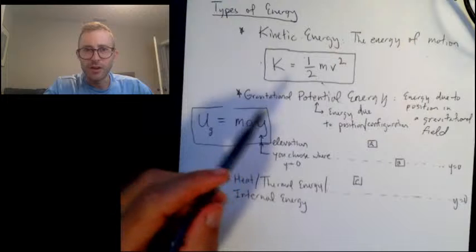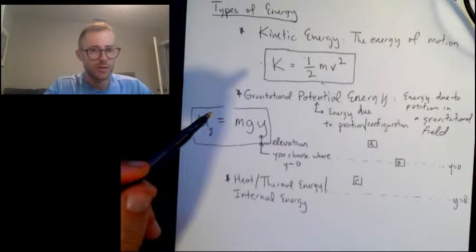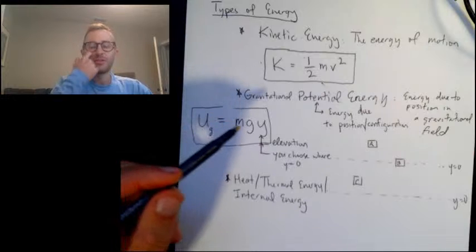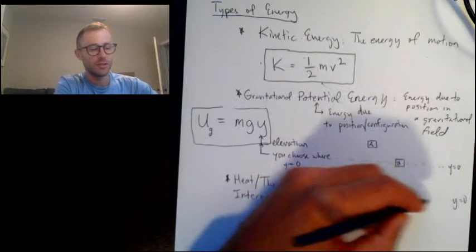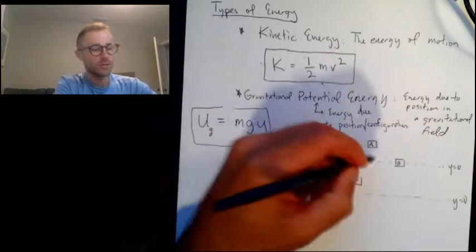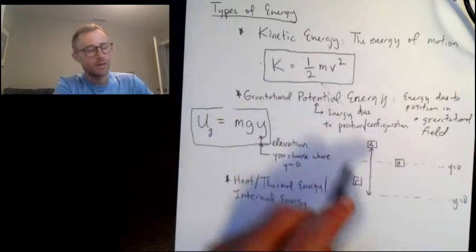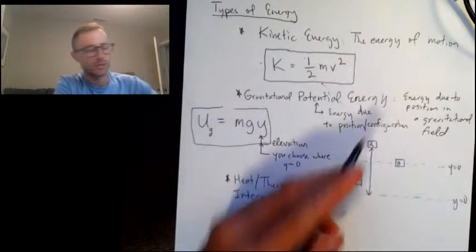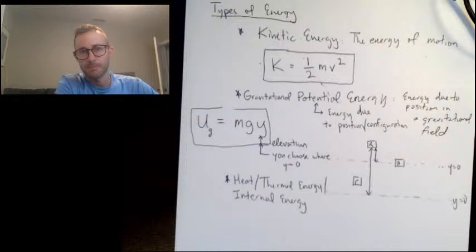Yeah, so the elevation is relative. There's a question about elevation, and the elevation is relative to wherever you define y equals 0 to be. So if you're using this line to be y equals 0, then the y value for A would be this distance. If you're using this to be y equals 0, then the elevation would be that distance. Okay?